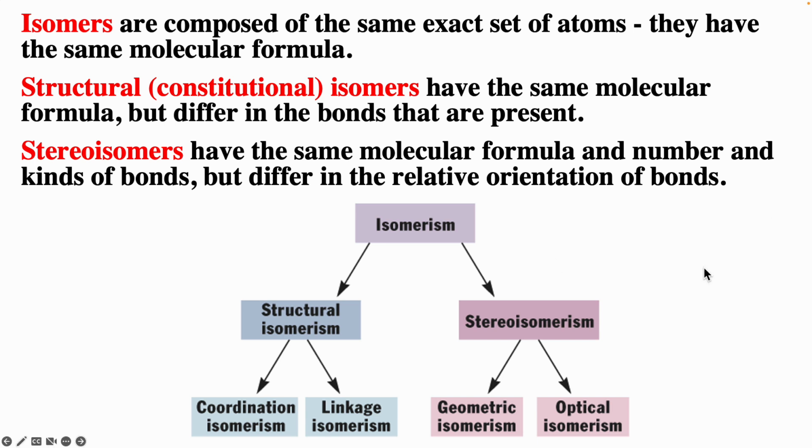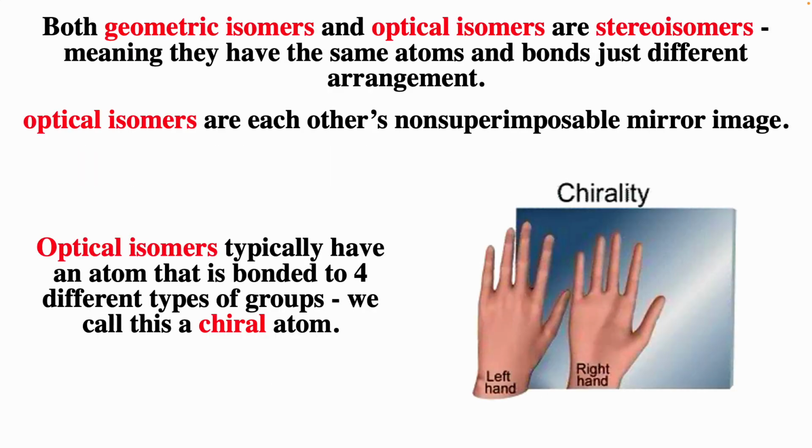And so for stereoisomers, same set of atoms, same set of bonds, different relative arrangements. You have geometric, which we just talked about, and you also have optical, which corresponds to having a carbon with 4 different groups attached to it. A chiral object is one that is not superimposable on its mirror image. Your left hand is chiral. It cannot be superimposed on your right hand.